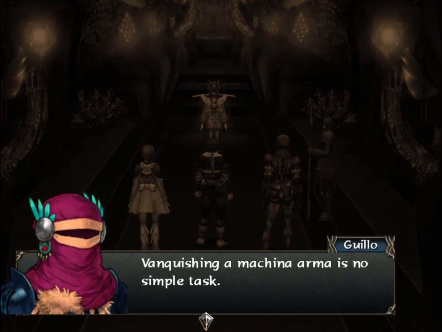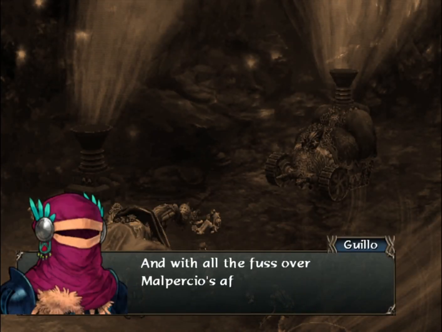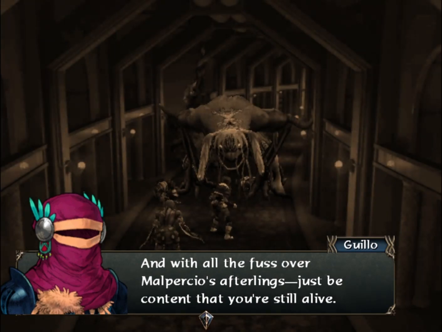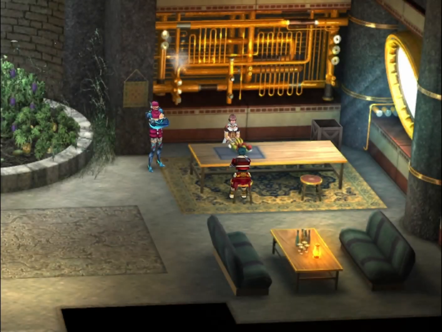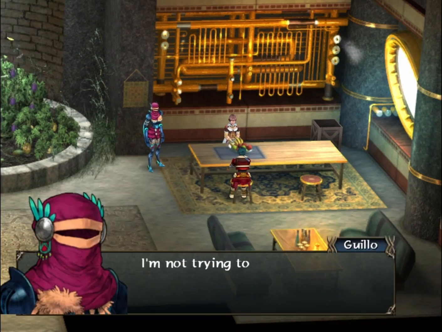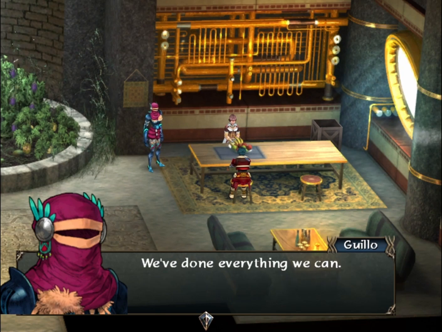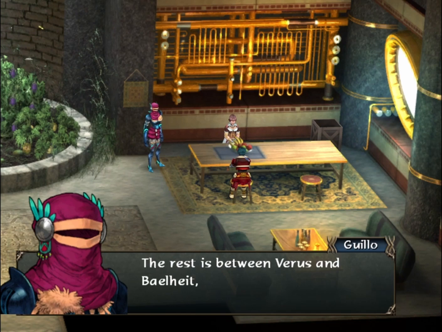Vanquishing a Machina armor is no simple task. And with all the fuss over Malpercio's afterlings, just be content that you're still alive. You're right. Thanks, Gilo. Sorry I was being a drag. I'm not trying to cheer you up. I'm only recounting the simple truth. We've done everything we can. The rest is between Varus and Belheit, if you ask me.